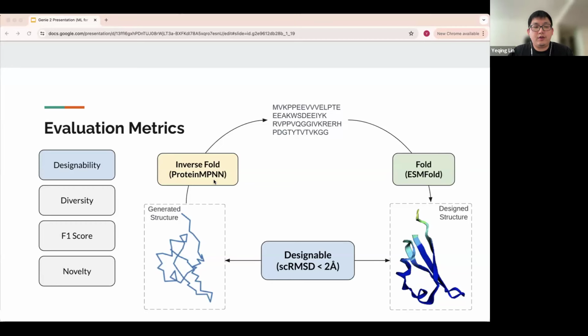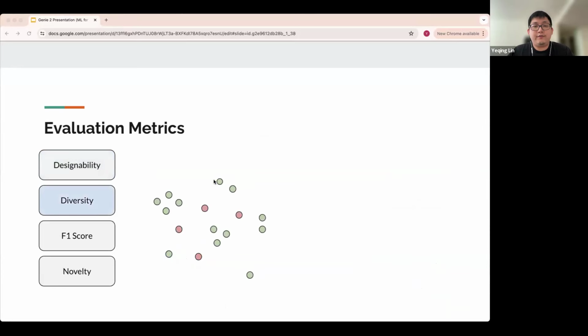One issue to point out here is that designability doesn't measure diversity, which means it's possible to achieve extremely high designability by just generating a single structure that's designable, and then generating it over and over again. That will allow you to achieve extremely high designability, but it could be misleading. That's why we are also using the diversity metric here, which we think is a more reliable metric to assess the performance of a generative model.